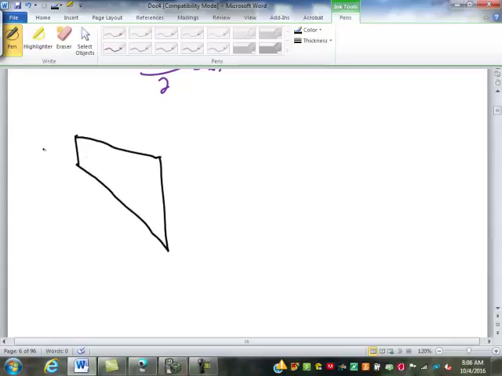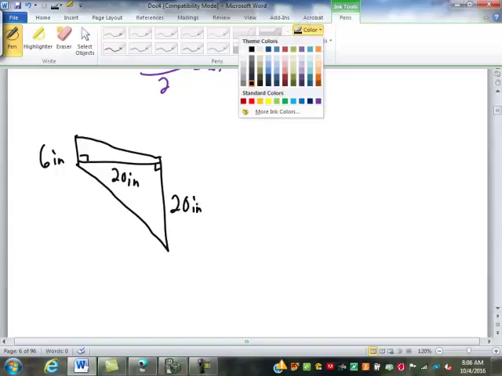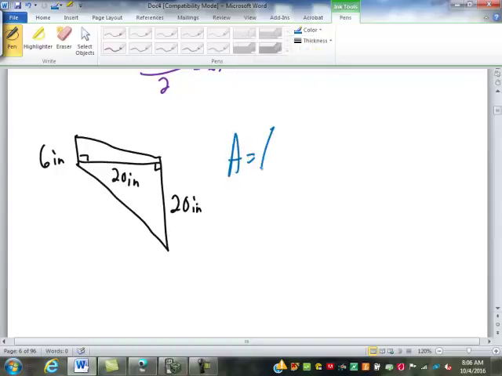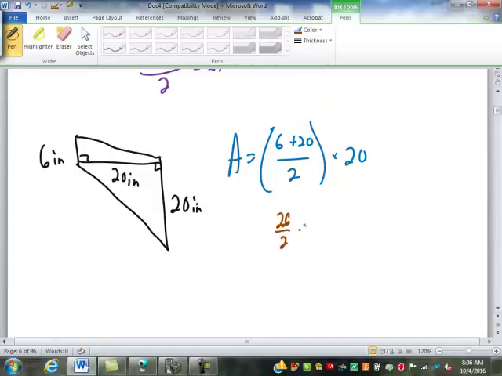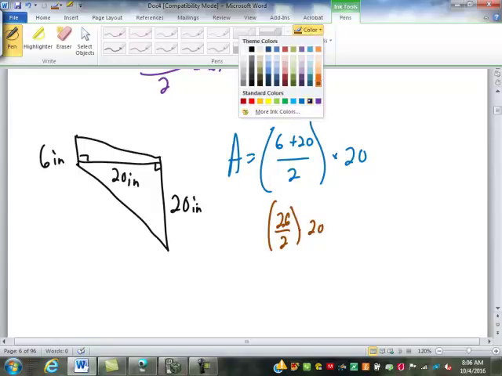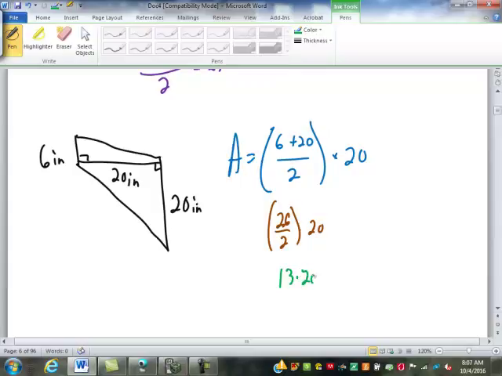Still works the same. Let's say this is 6 inches, and this is 20 inches here. And the distance between them is, oh, let's go 20 inches. We're going to find that area by averaging the two bases, 6 plus 20 divided by 2, and multiplying by the height, which is 20. So 6 plus 20 is 26. Divided by 2 is 13. Times 20 is 260 square inches.